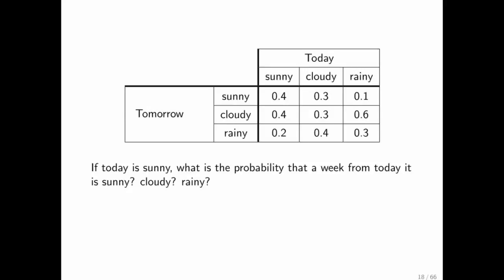Now, we can make things even more complex. We can ask the question what the probabilities are a week from today, given that today it is sunny. Well, we're not going to answer this right now, because we're going to program this up in a minute.